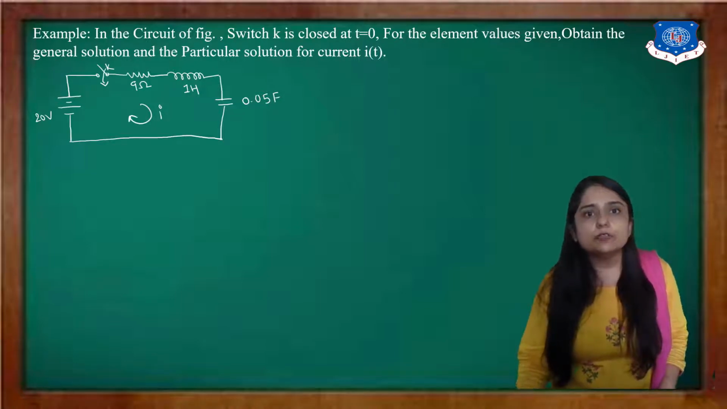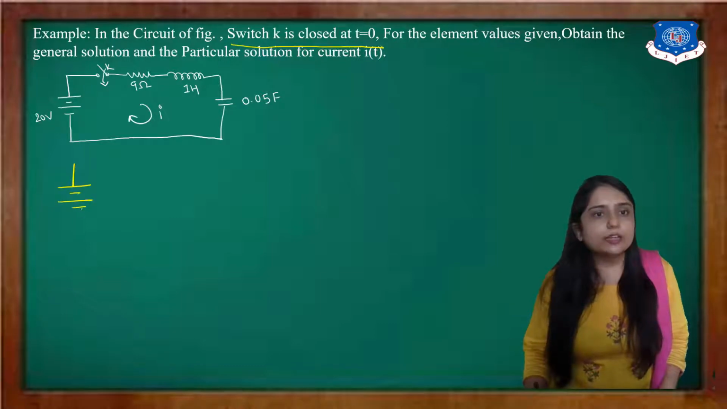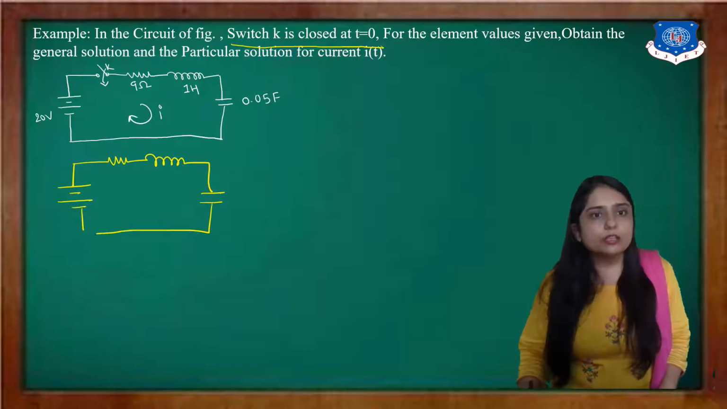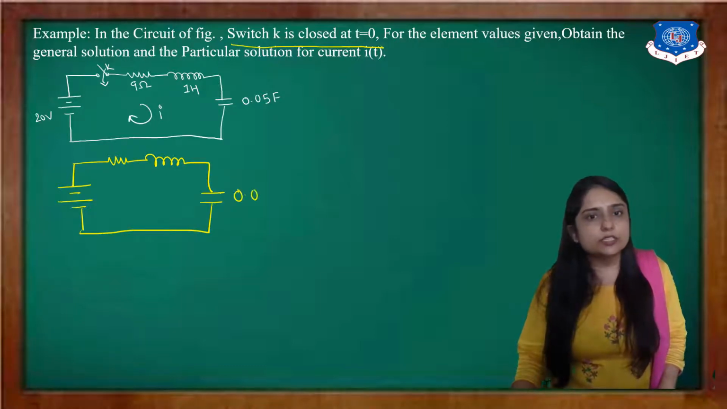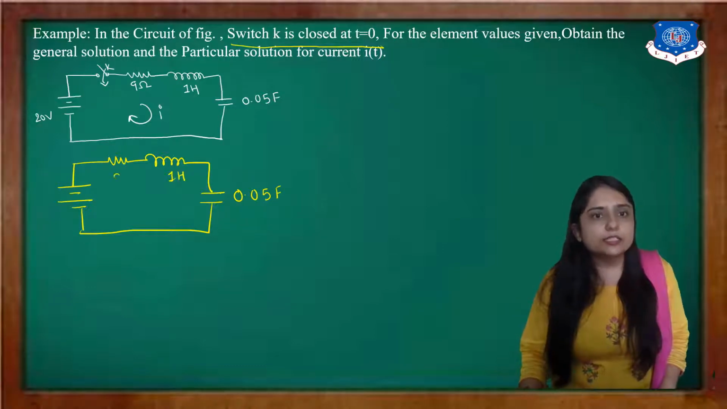Here you just first say the switch K is closed at t equal to 0. That means we have to consider our switch is closed, so our diagram becomes like this. Here R, L and C. The value of C is 0.5 Farad, this is 1 Henry, this is 9 ohm and this is 20 volt. And this is my current I.